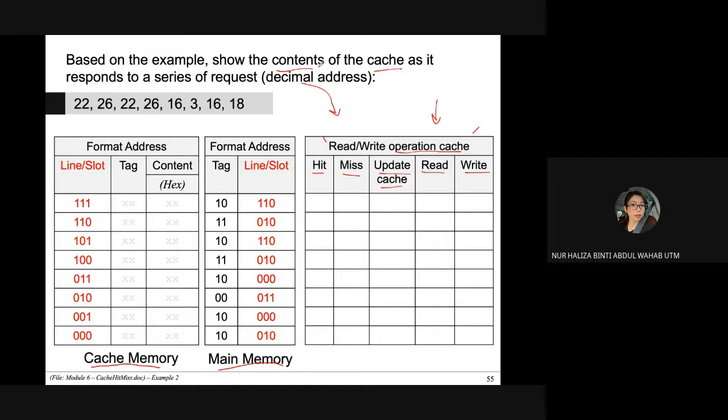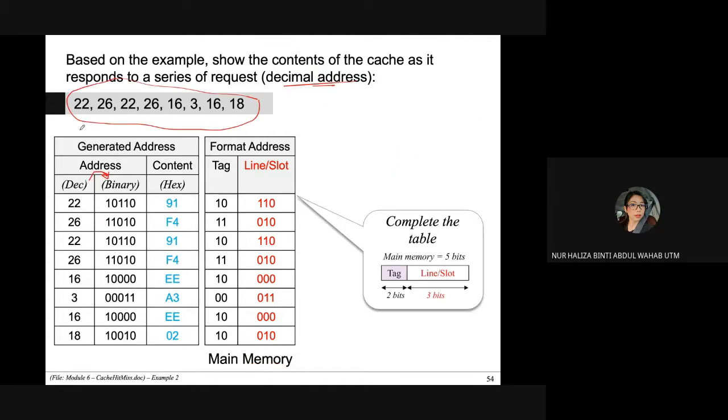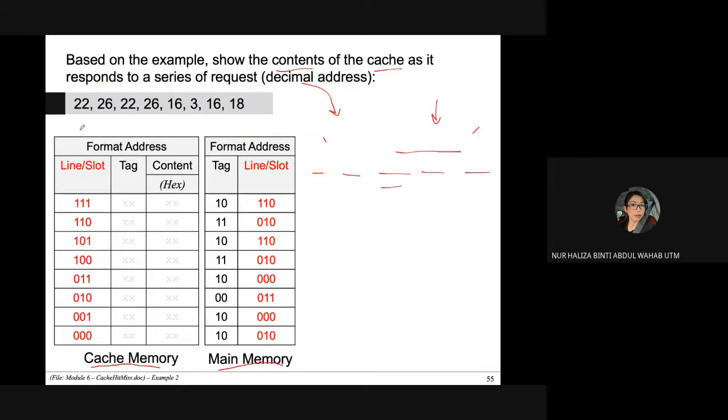So the decimal number is already given, and you just need to change it into binary later on. So it's similar to this. You change to binary and you need to have an address format. This is from the previous example. You have a similar value.